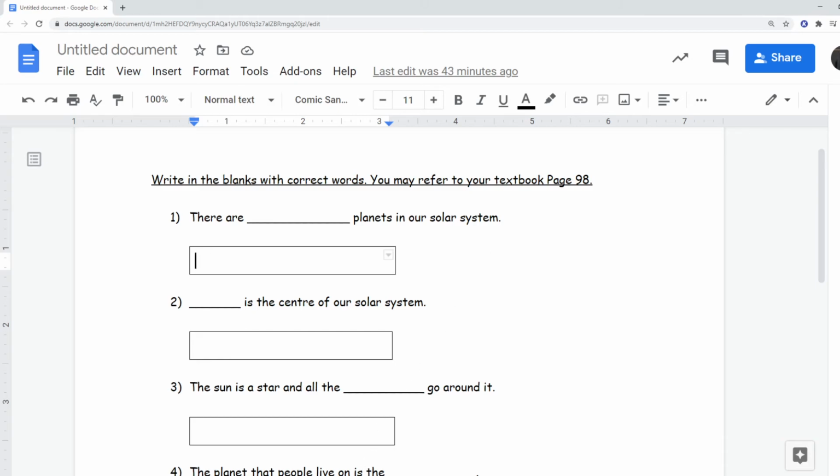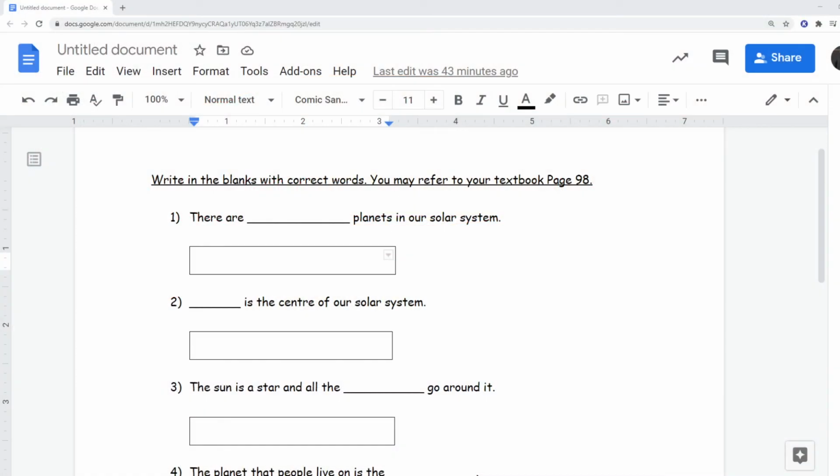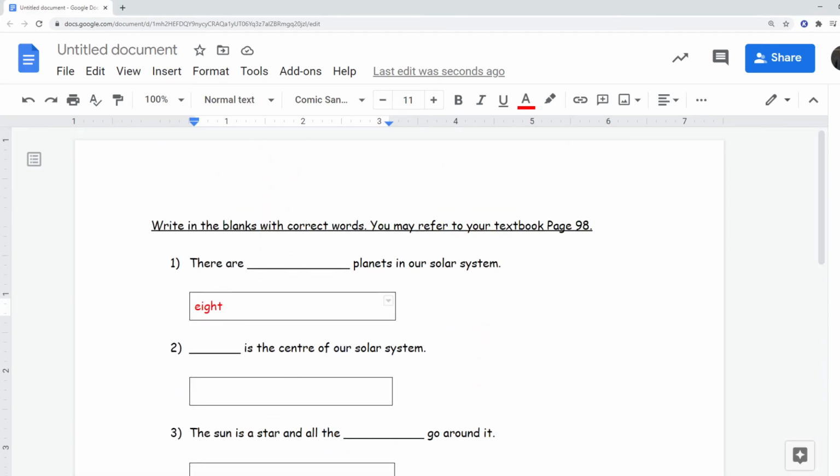So I want you to go back to this one. There are what planets in our solar system? So you see in this one, how many planets are in our system? There are 8 planets in our solar system. So what is the answer? How many planets? 8. So this is the answer. So you have to go back to your Google Classroom and then you write the word 8. EIGHT, just like that. So this is your homework number 1 and your homework number 2.